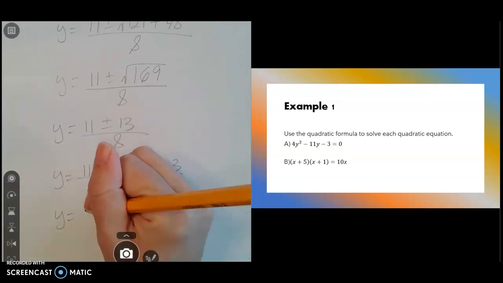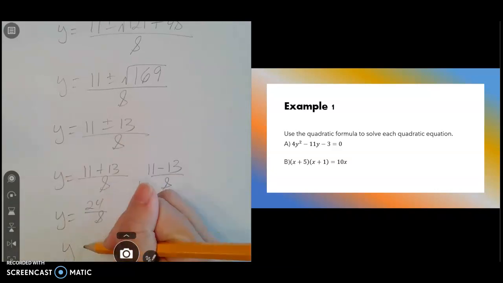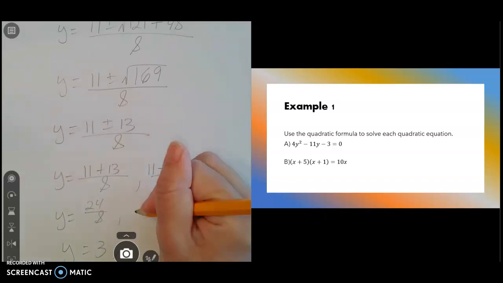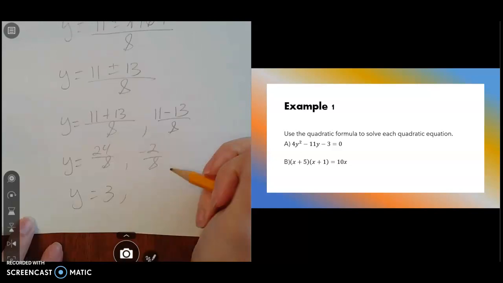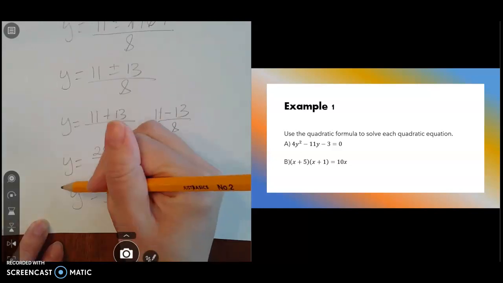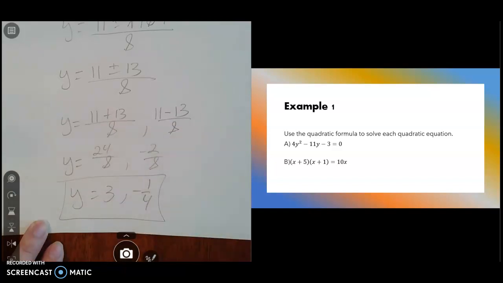11 plus 13 is 24, and 24 divided by 8 would be 3. 11 minus 13 is negative 2, and negative 2 divided by 8 just simplifies as negative 1/4. So we can get two nice rational answers, which are 3 and negative 1/4 for that first one.